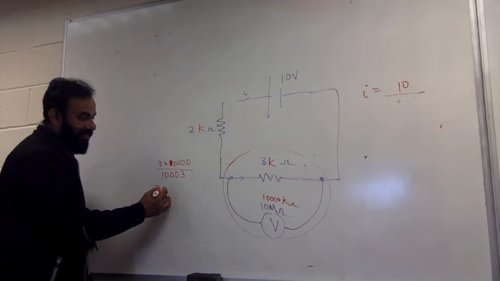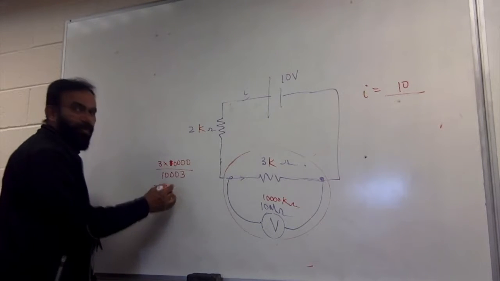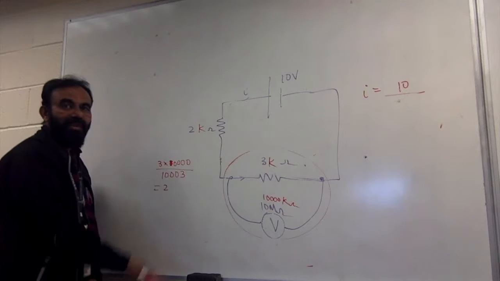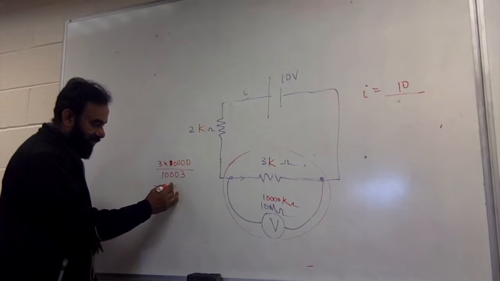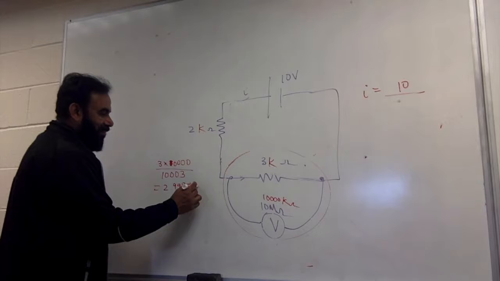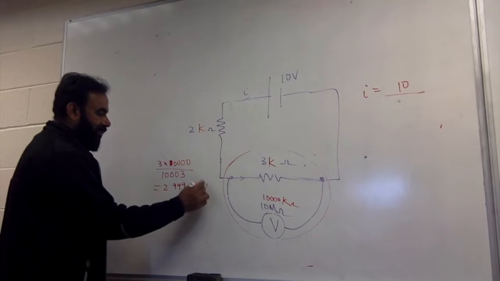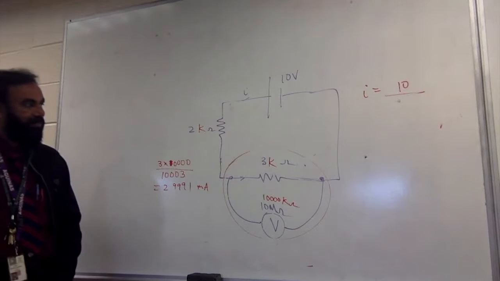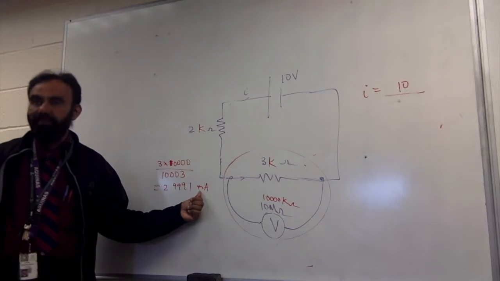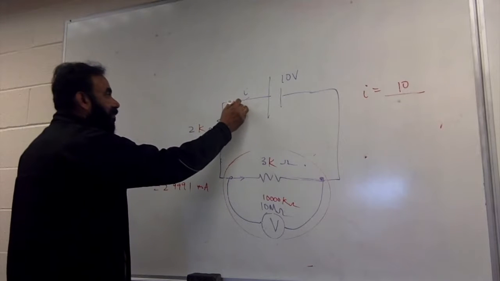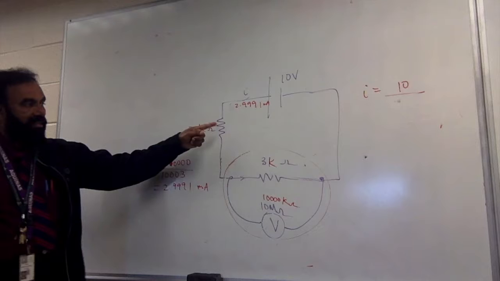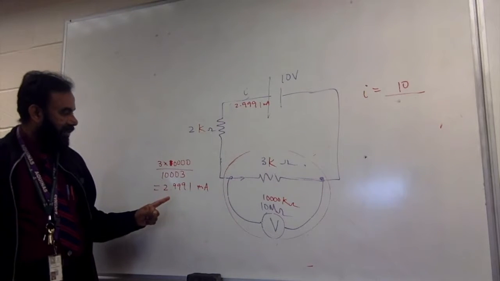How much is this? 2.9, 2.99, it goes on like that. So it's almost 3. 2.999. Okay, let's keep it like that. The unit is milliamperes, because they're all in kilos, so it's going to be milliamperes. So this current is going to be 2.9991 milliamperes.